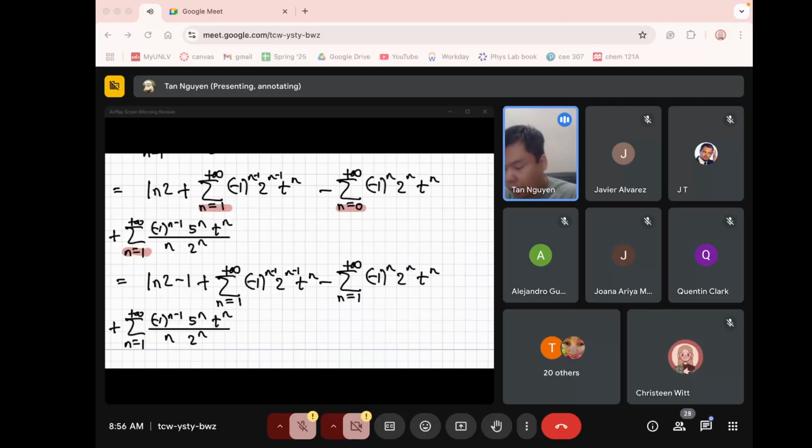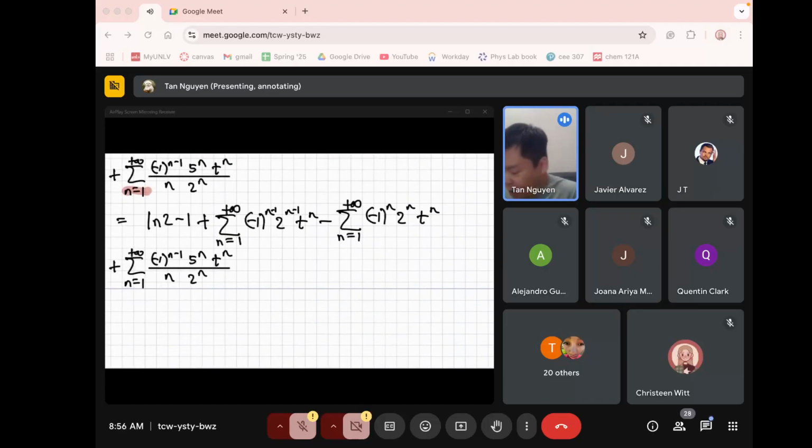Okay. All right. Now we're done. They start at the same place. They have the same exponent. And they have the same center. So we can combine them into one series. So this is equal to ln 2 minus 1 plus sigma n from 1 to plus infinity. So simply combine all the coefficients together.